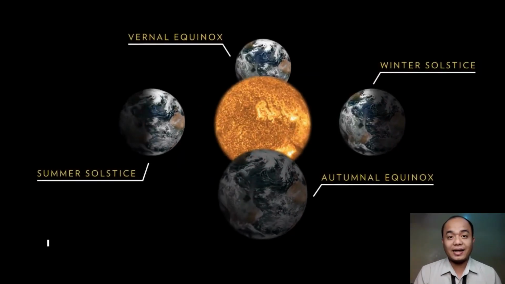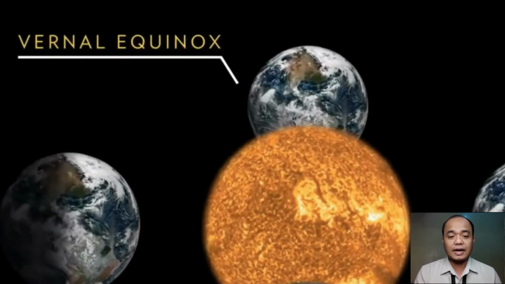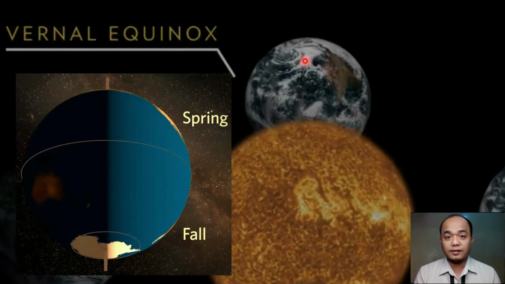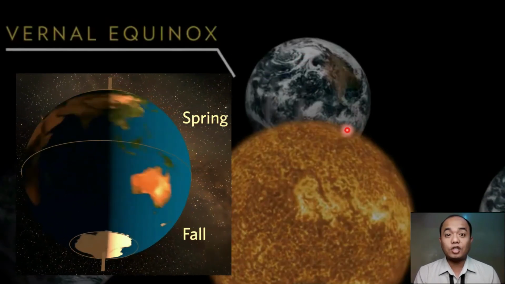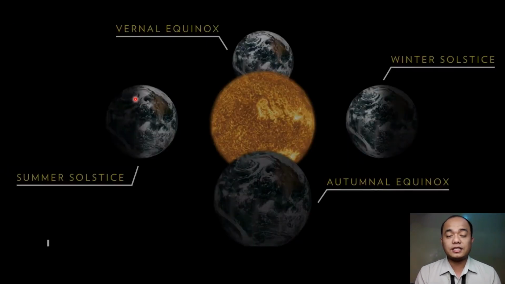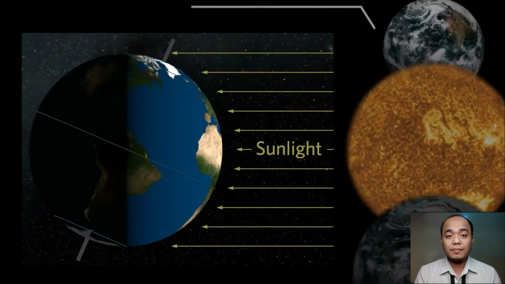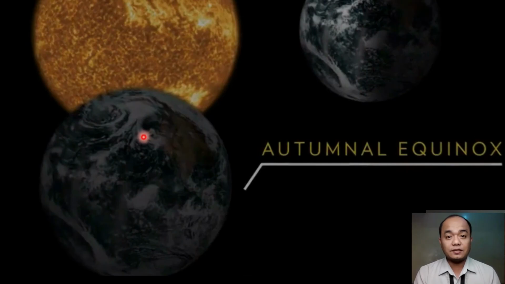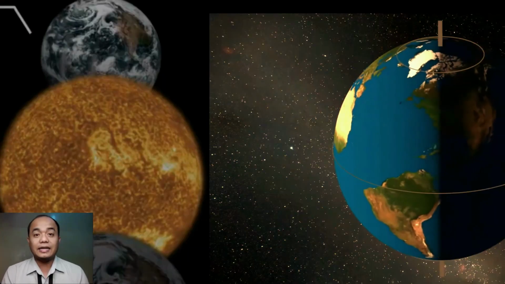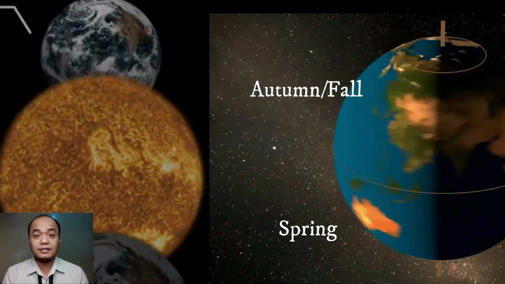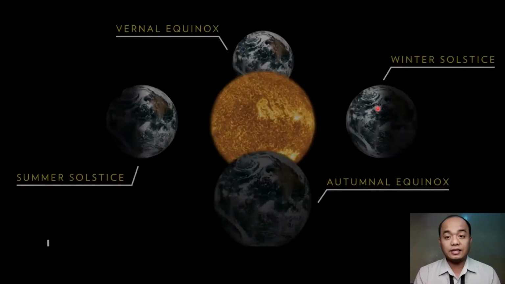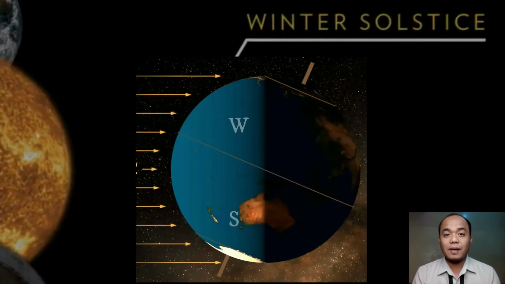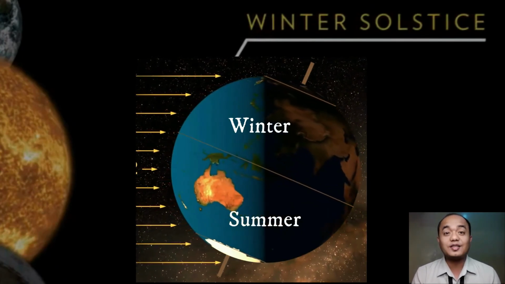Again, iba naman ang mararanasan sa southern hemisphere. For example, if northern hemisphere experiences vernal equinox in this part, the southern hemisphere experiences autumnal equinox. When the northern hemisphere experiences summer solstice here, the southern hemisphere experiences winter solstice. In this part, when the northern hemisphere experiences autumnal equinox, in southern hemisphere, they will experience vernal or spring equinox. In this part, if the northern hemisphere experiences winter solstice, the southern hemisphere experiences summer solstice.